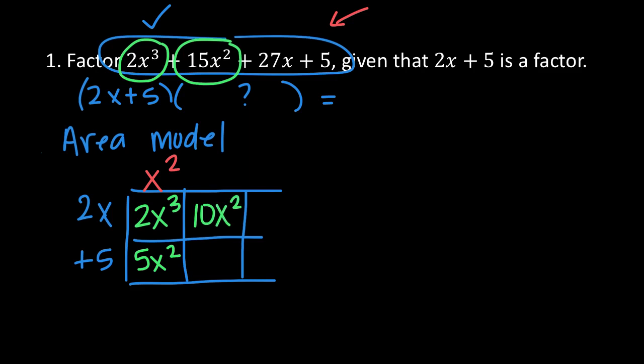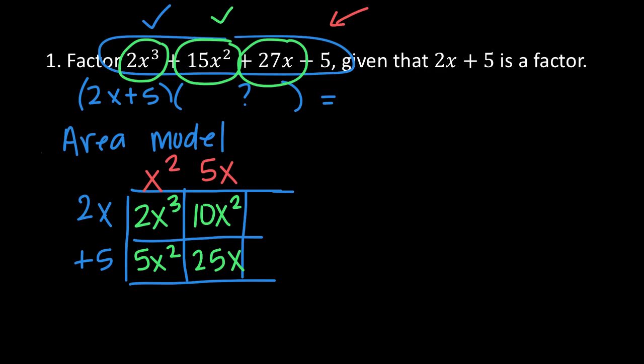And then I'm going to move up here, and I'm thinking what multiplies to 2x to get 10x squared. It would be a positive 5x. 5x times 2x, 10x squared. So now I'm going to do 5x times 5 to fill in that bottom box. Okay, and now these two boxes add up to 15x squared. That term is taken care of. So now I'm going to go on to the x terms, and I'm looking at 27x.